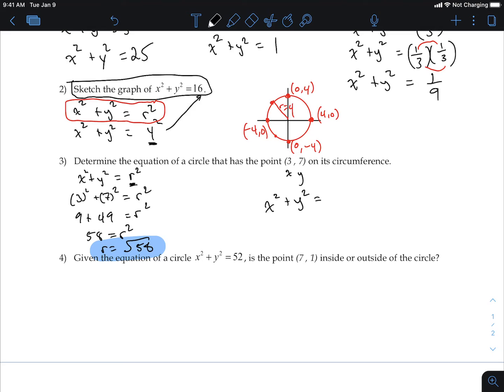Okay, well we have to type in r. R is root 58, but it's r squared. So I still have to square that, right? So it's x squared plus y squared is equal to 58. Because you square a square root, they cancel each other. That's why you don't need to type it into the calculator, because you're just going to get 58 back.